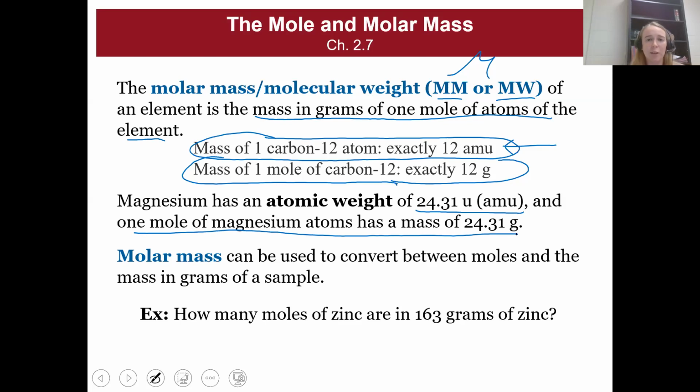All right, so now that we know about molar mass, we can convert between moles and mass in grams of a sample. So how many moles of zinc are in 163 grams of zinc? You can pause and practice this on your own. Okay, I'm going to do it. So we have 163 grams of zinc.